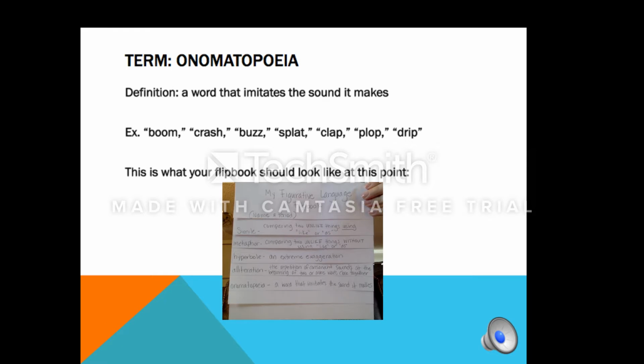The next type of figurative language on your flipbook should be onomatopoeia. The definition is a word that imitates the sound it makes. Some examples of onomatopoeias are boom, crash, buzz, splat, clap, plop, and drip. Now, these words sound like how they're read, and that is what an onomatopoeia is. And we will talk about more examples of these in class tomorrow.